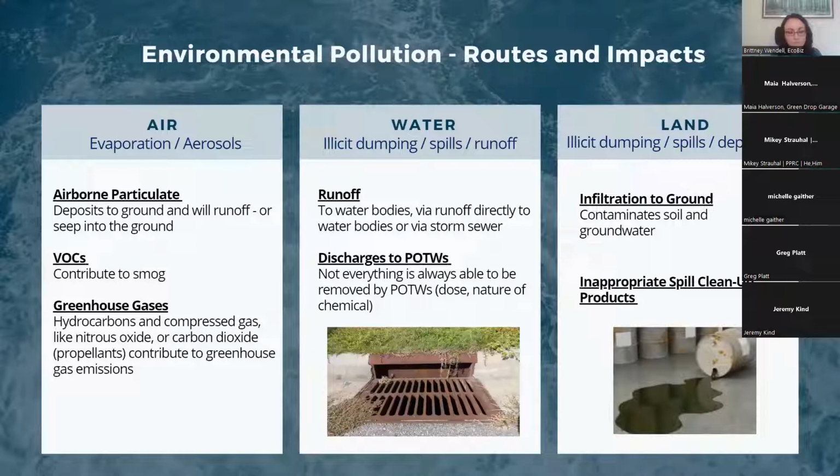Then there's also illicit dumping, spills, and deposition of the airborne particulate onto the land, which can infiltrate groundwater and contaminate the soil. And then inappropriate spill cleanup products, if it's done improperly, can eventually reach the waterways as well or seep into the ground.